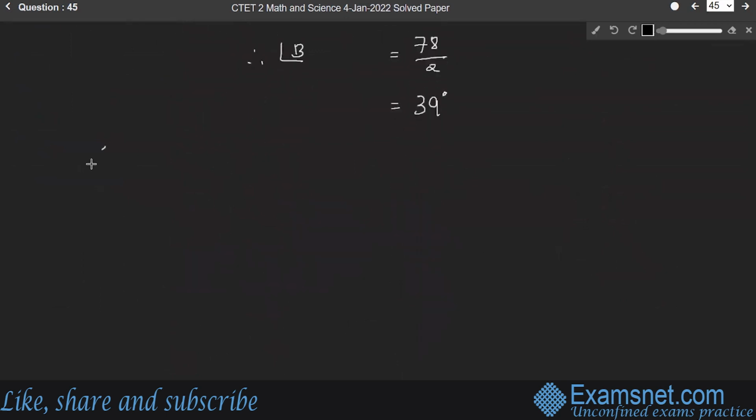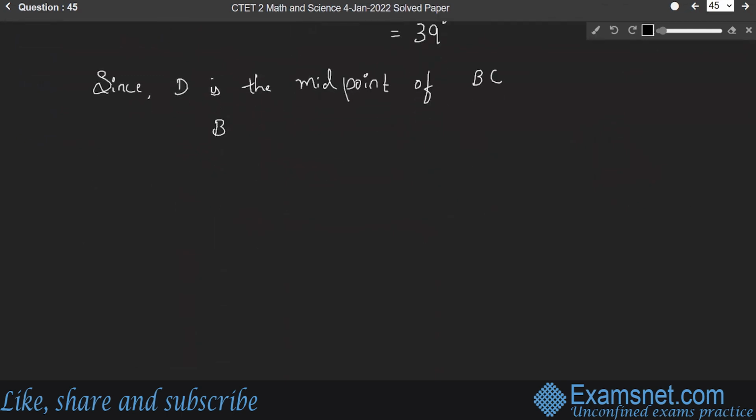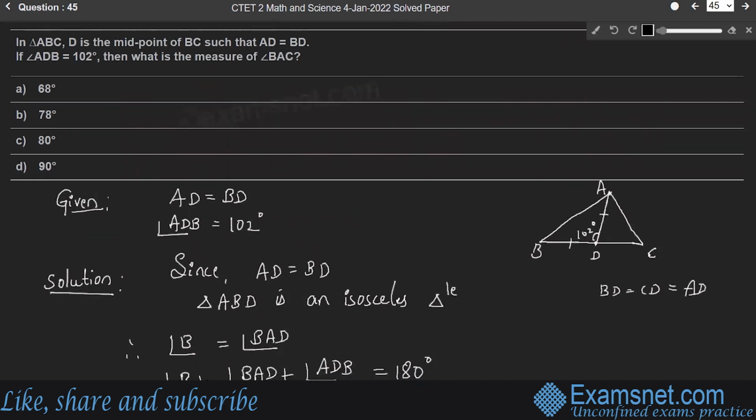Since D is the midpoint of BC, BD is equal to CD. BD is equal to CD, but BD is equal to AD. It is given. Therefore, AD is equal to CD.